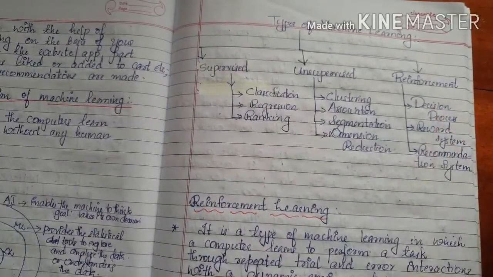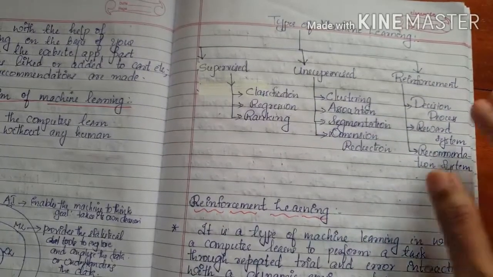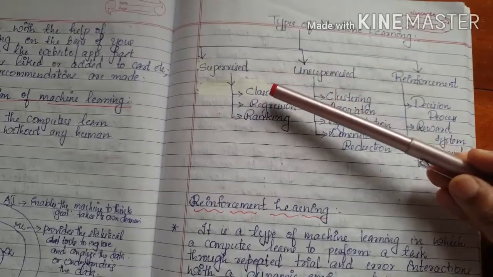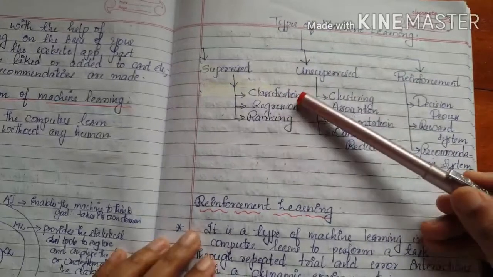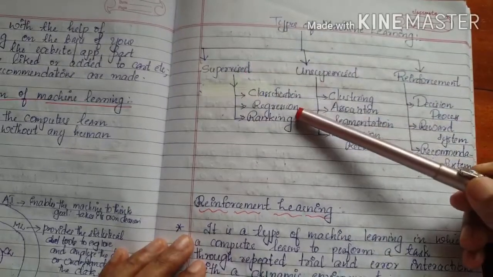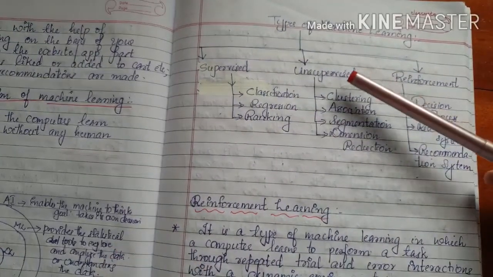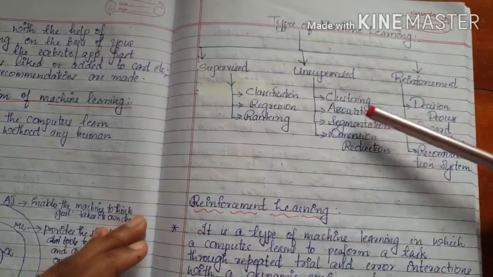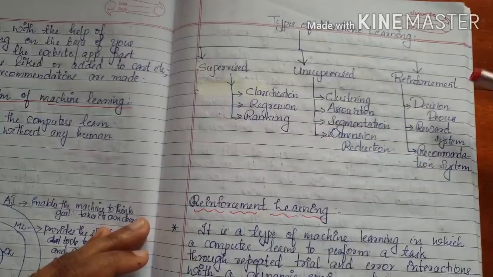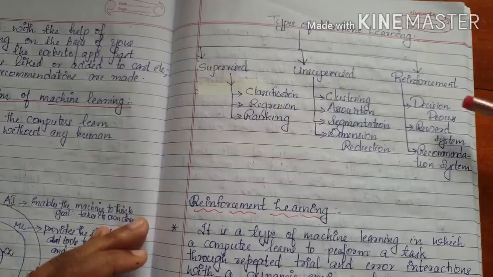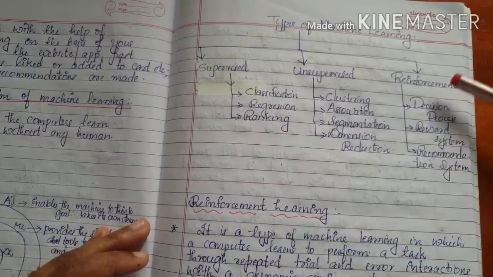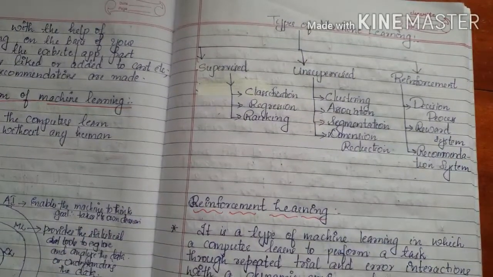Machine learning types can be divided into three: supervised, unsupervised and reinforcement learning. Under supervised, we have classification, regression and ranking. These are the sub-classifications which come under supervised learning. Under unsupervised, we have clustering, association, segmentation and dimension reduction. These four come under unsupervised. And reinforcement learning is the third one, where decision process, reward system and recommendation system, all three, come under reinforcement learning. So we can study one by one.